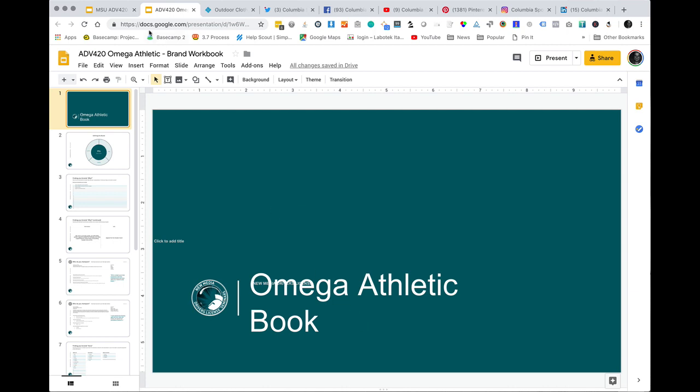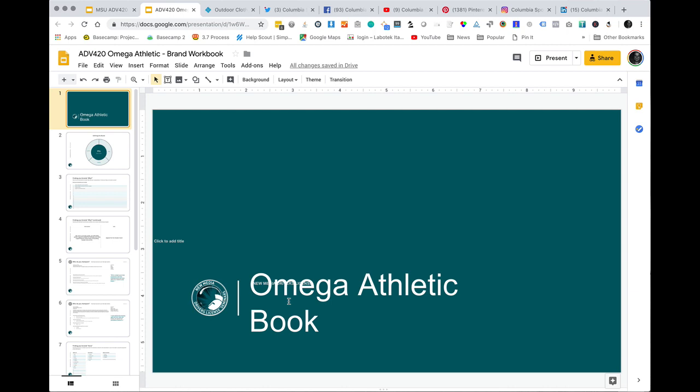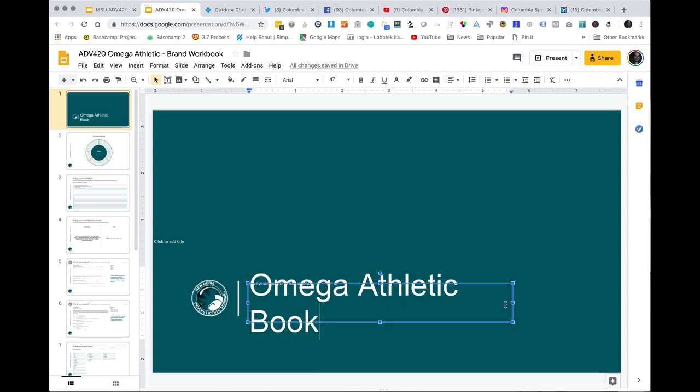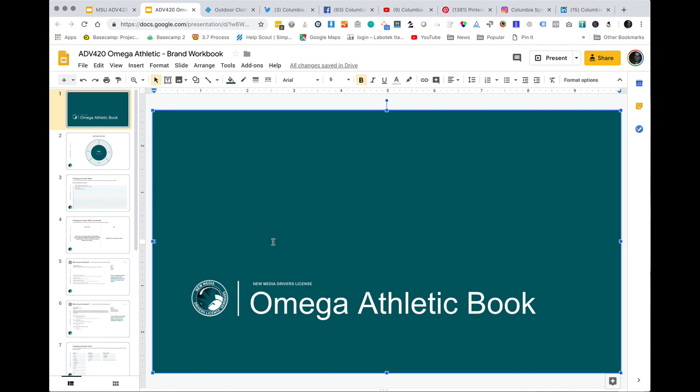And the next thing you want to do, you'll notice that the original just says brand workbook. Let's put your brand name here. If it's a little long, you can stretch this out so that we know whose workbook this is.